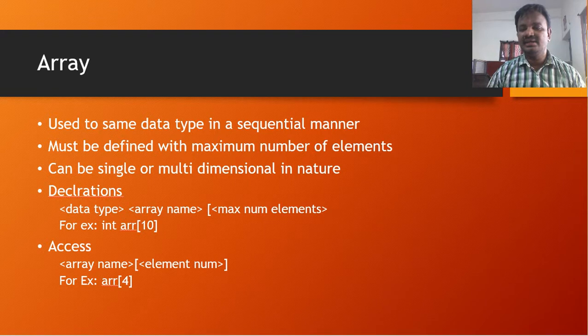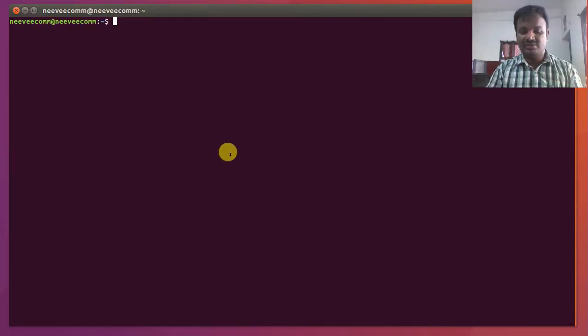An array can be declared with the data type, then the array name, and then the maximum number of elements that can fit. For example, if it is int arr[10], it means we can access from 0 to 9. Array name of element number, for example, arr[4] we are accessing here. Since we have given the maximum number of elements as 10, we can access from 0 to 9. Here we can see how we can declare that array and move forward with that.